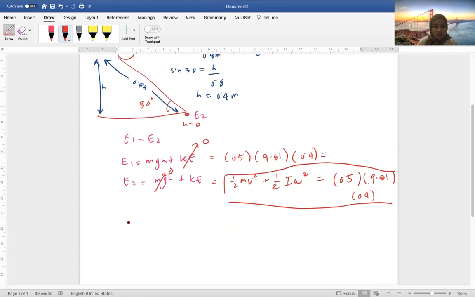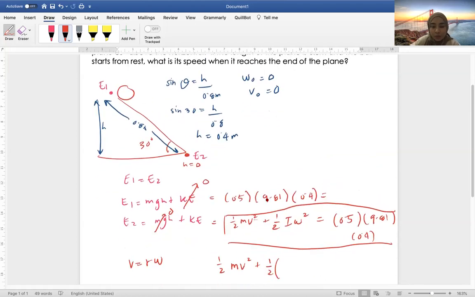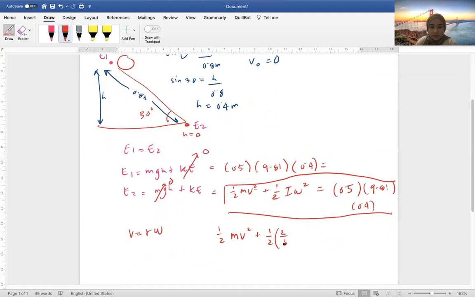Yes, correct. So we know that v equals r omega. So we can substitute that into our equation so that we only have one unknown, which is our v. Plus 1 over 2 I omega squared. It's a ball, so I is 2 over 5 m r squared. Omega is v over r, so I'm going to put that here. V over r squared equals 0.5 times 9.81 times 0.4, which is 1.92.